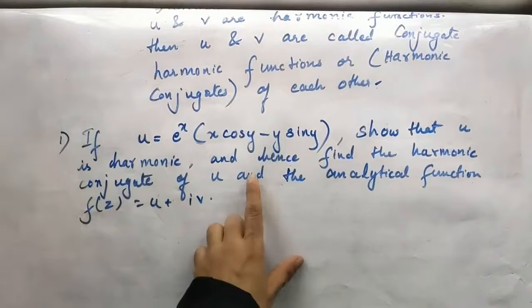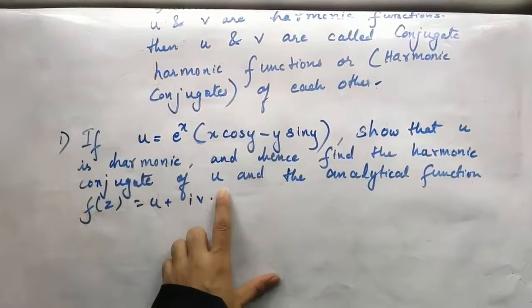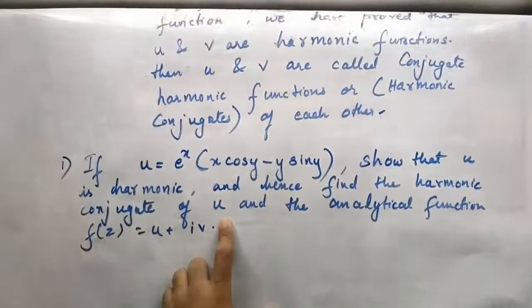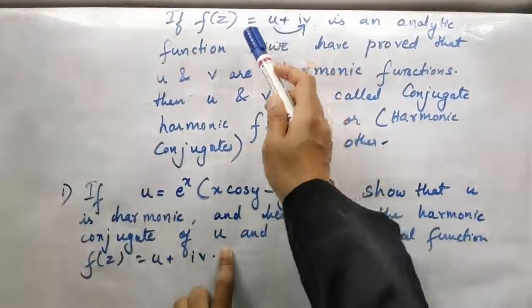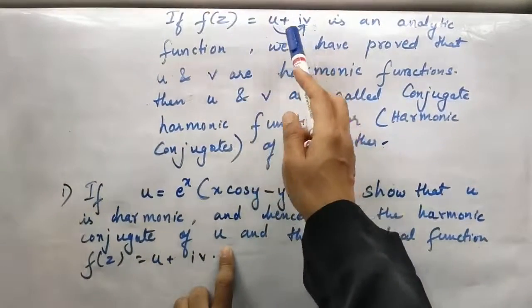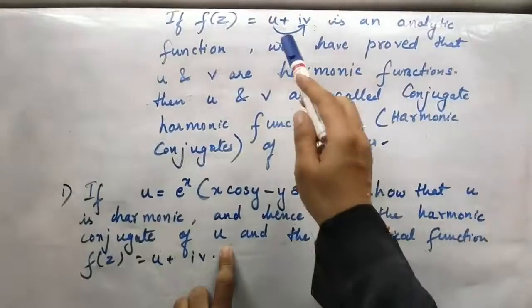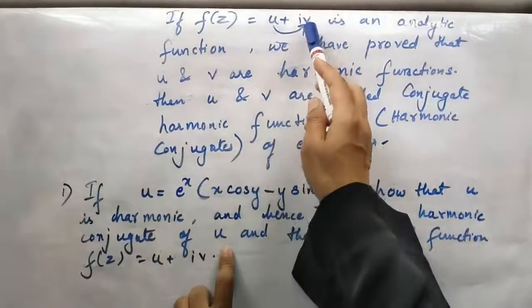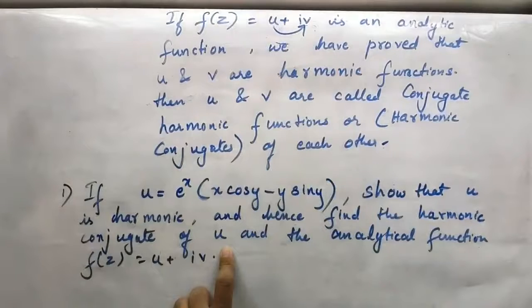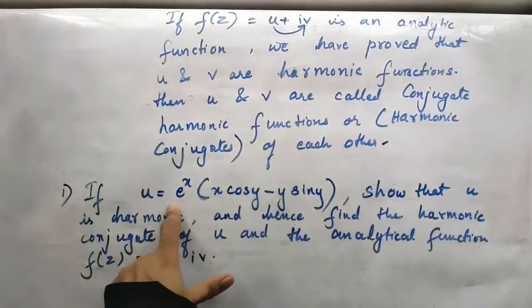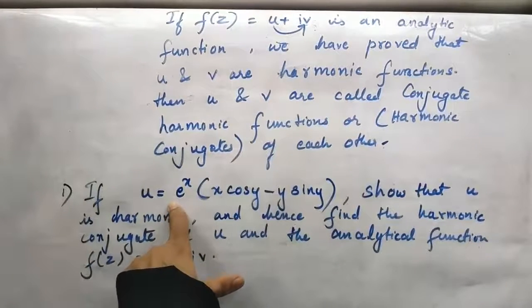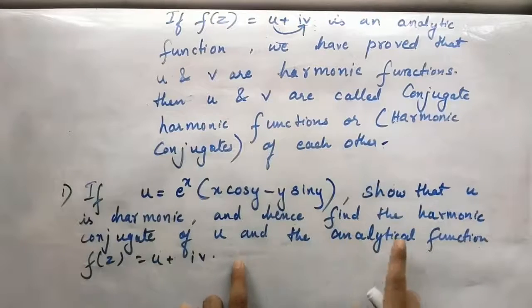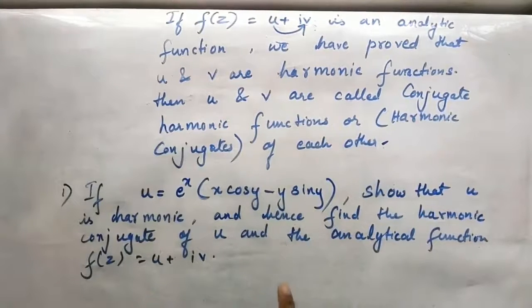After that, find the harmonic conjugate of u, that is, find v, because I told you in my theory here, if f of z is equal to u plus iv is an analytic function, then u is called the harmonic conjugate of v and v is also called the harmonic conjugate of u. So here u is given to you and you have been asked to work for v, that is the harmonic conjugate of u. Then you have to find v and also the analytic function f of z is equal to u plus iv. Let's work through the solution and understand how to work on this problem.